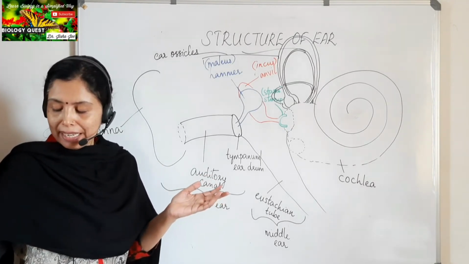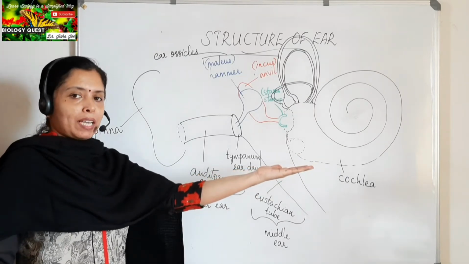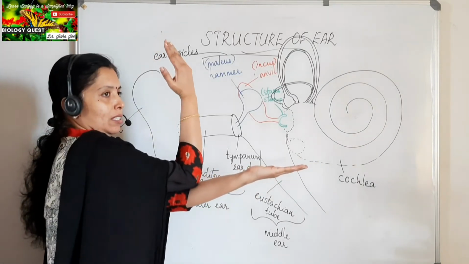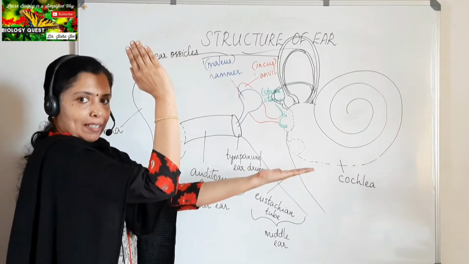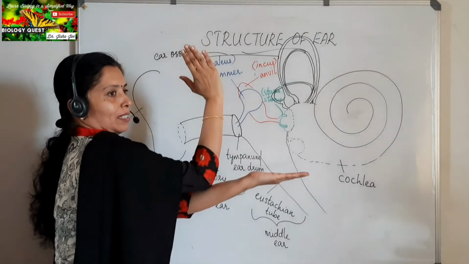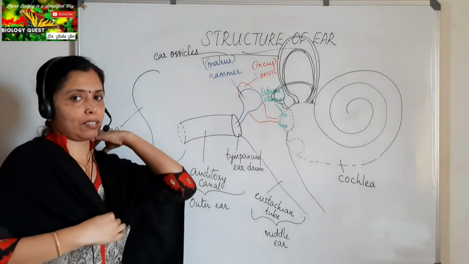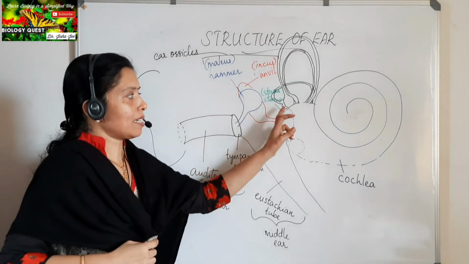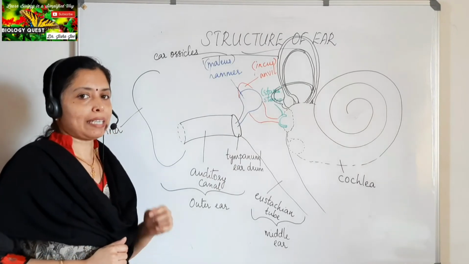For them to lie at right angles to each other, one should be lying in this direction, the other in this direction, and the third one in this direction. Then only will all the 3 be at right angles to each other. So there are 3 semicircular canals lying at right angles to each other.